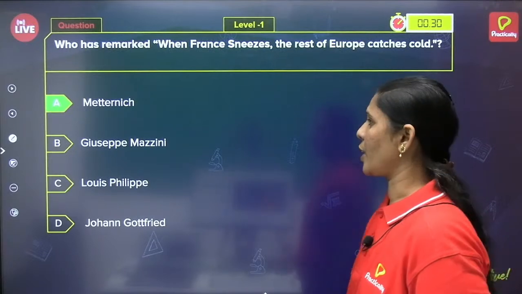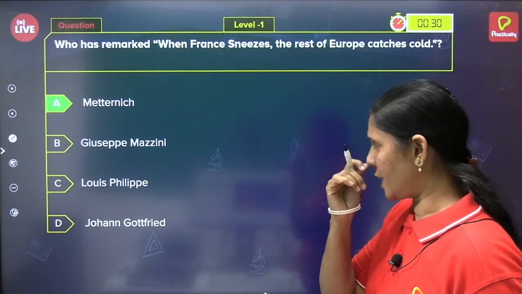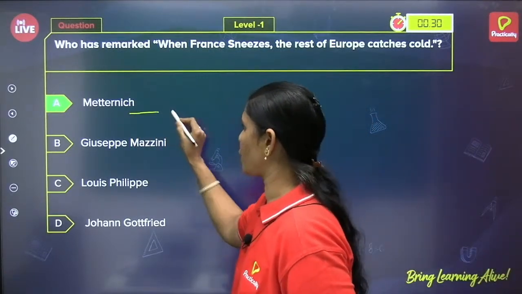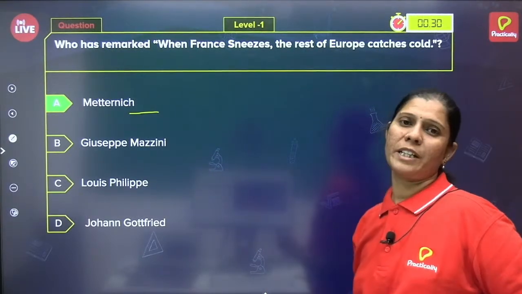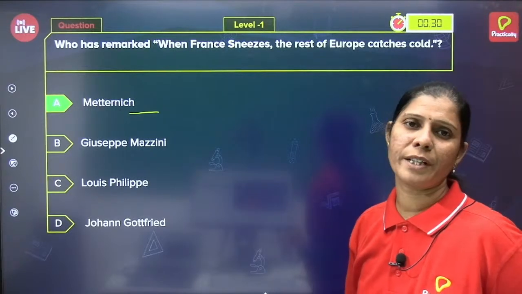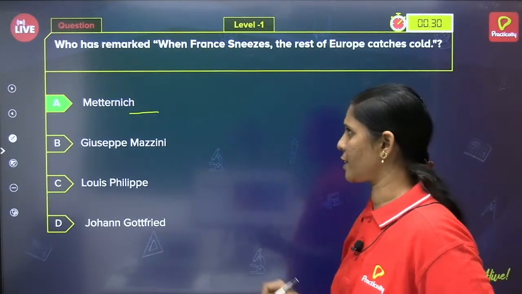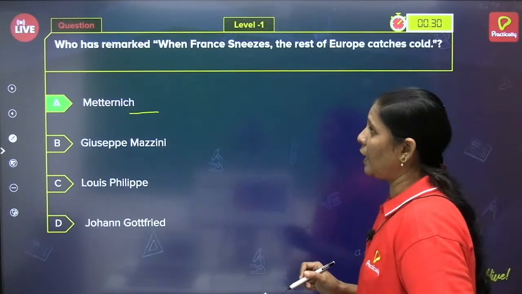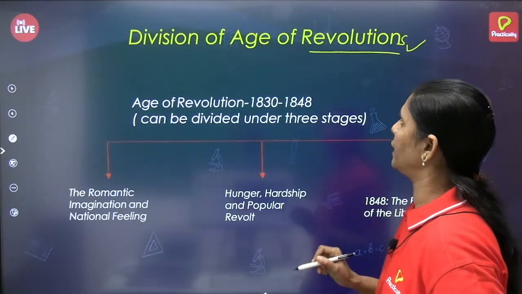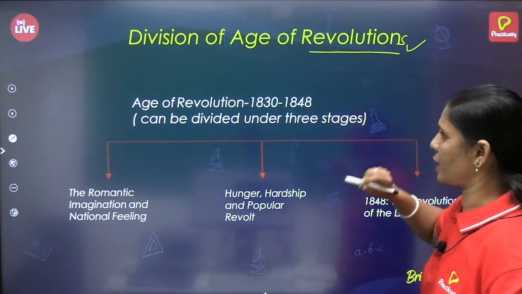Okay, your answer is Metternich. That is Duke Metternich of Austria. He has given this statement that whatever happened in France, all the European countries start following that. Okay, you can see. Let us have a division of the revolutions first.